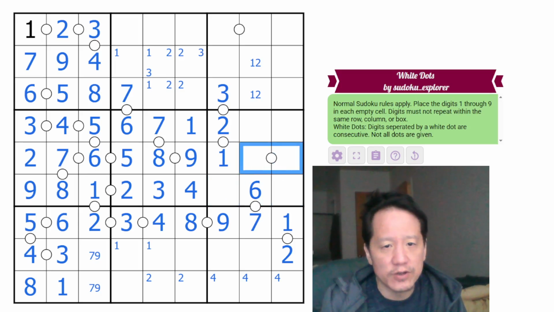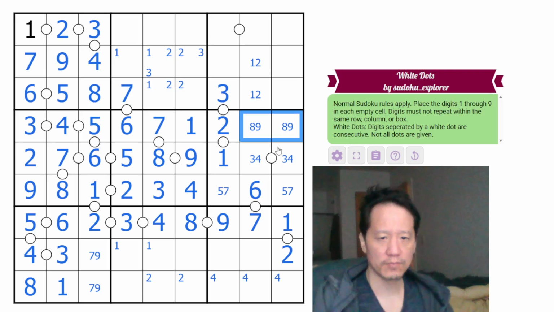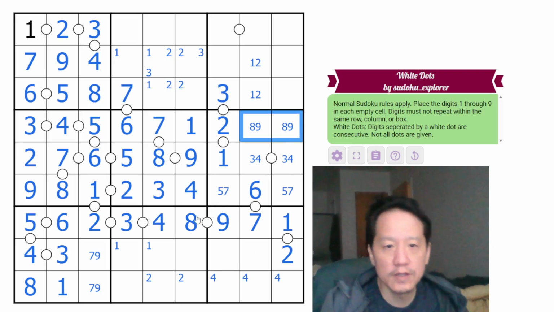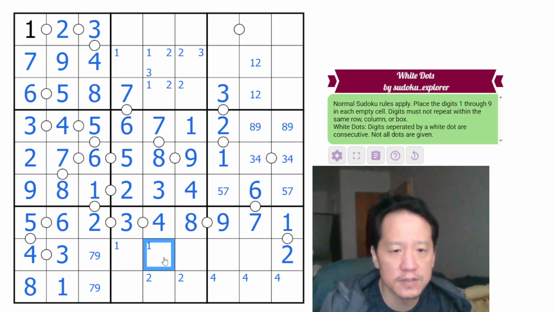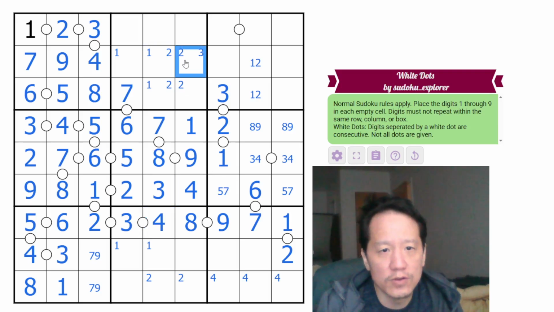Remaining digits here are 3 and 4. So this is 3 and 4. This is 5 and 7. These are now 8 and 9. Okay, let's see. What are the remaining cells? 3 cannot be here. So the only place for 3 in this box is now here. So this has to be a 3.